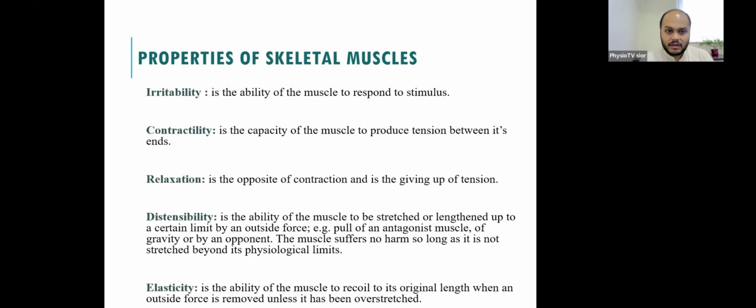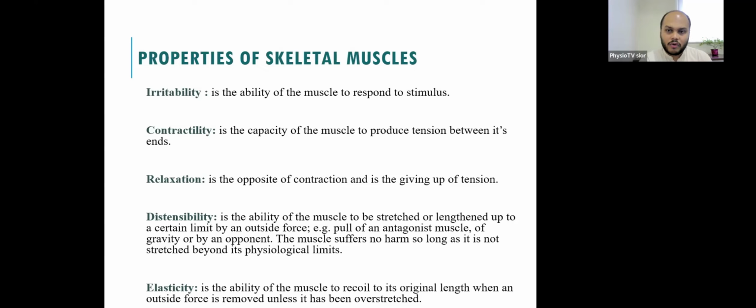Moving on to the last property of the muscle, which is elasticity. Elasticity is the ability of the muscle to recoil to its original length. When I've stretched my triceps completely, whenever I remove the external force, the ability of the hand to bounce back is the elasticity of the muscle. The potential energy that is stored in the muscle then gets converted to kinetic energy to cause the motion. So these are the properties of the skeletal muscles.